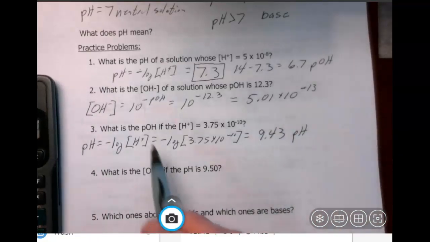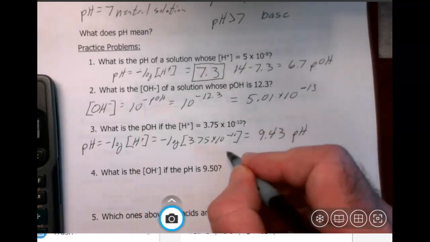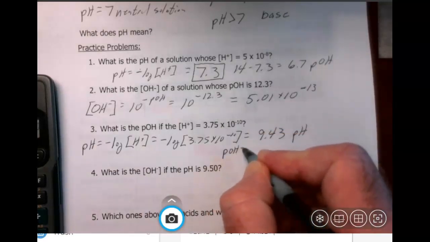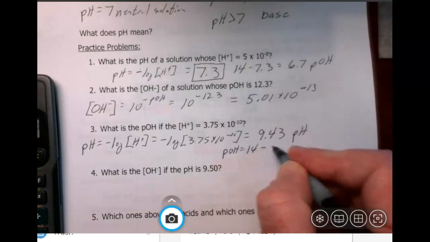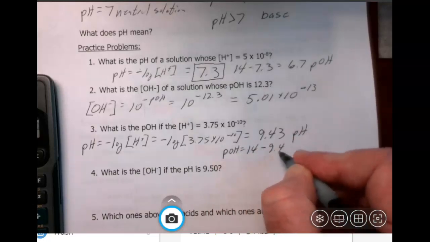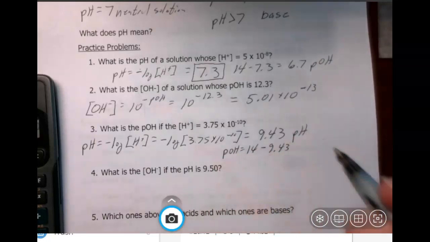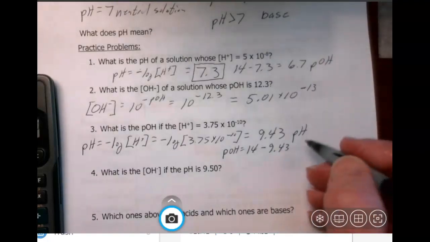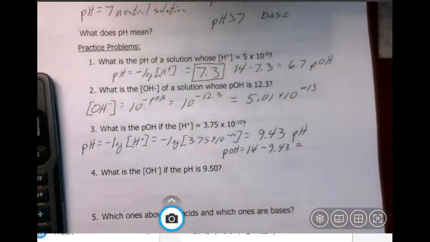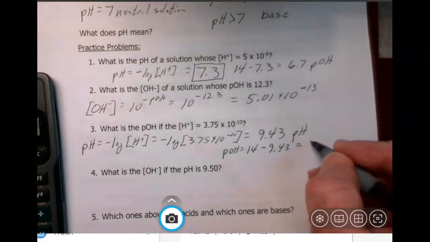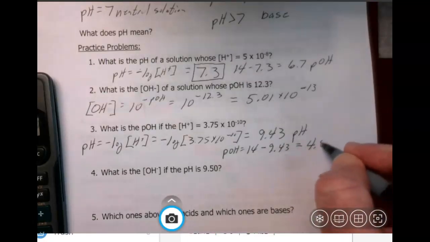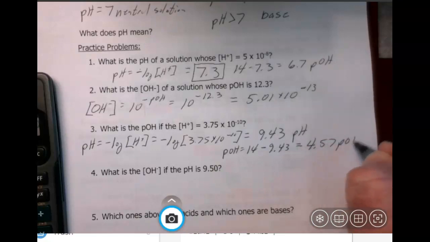We need the pOH. So pOH is equal to 14 minus the 9.43. I'm using that formula, that pH plus pOH equals 14. So I take 14 minus 9.43 and I get 4.57 for my pOH.